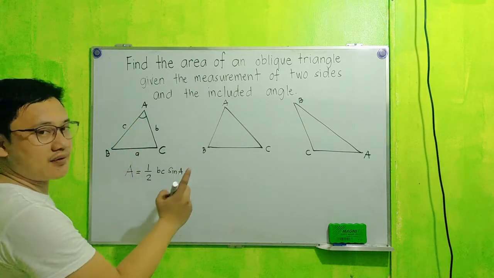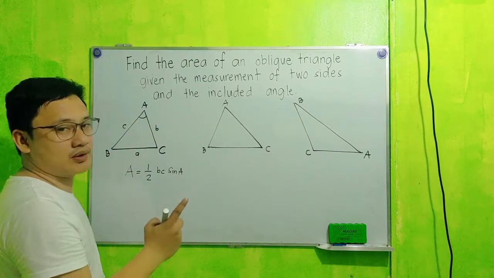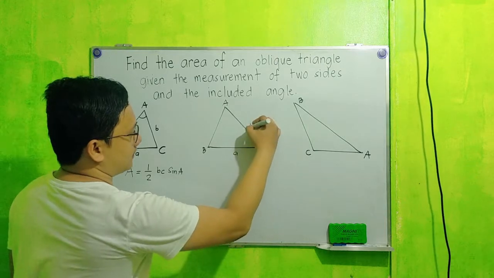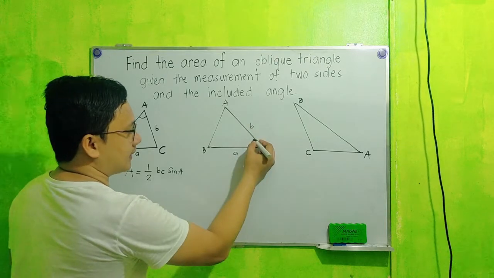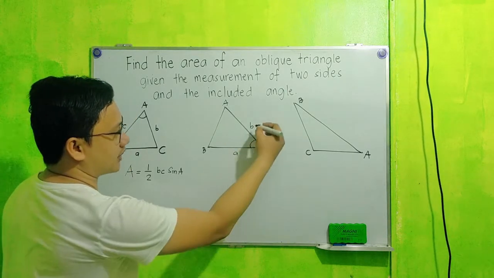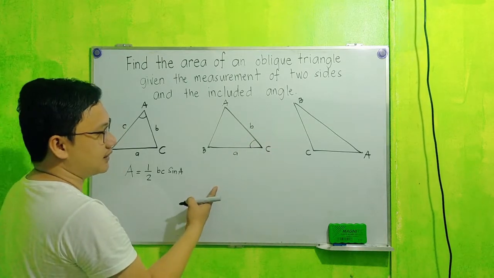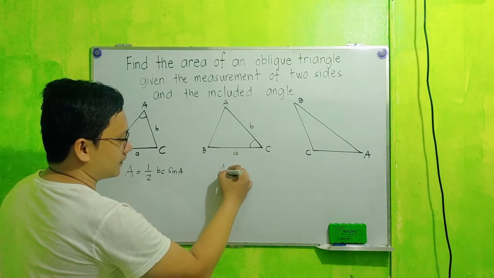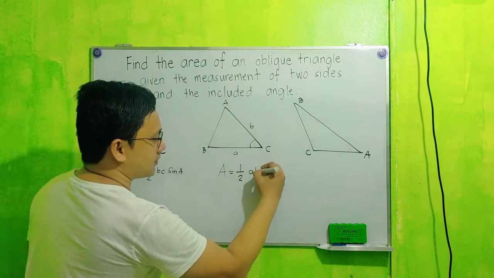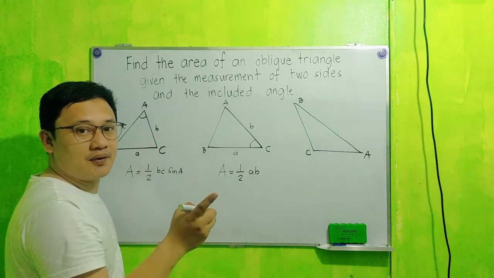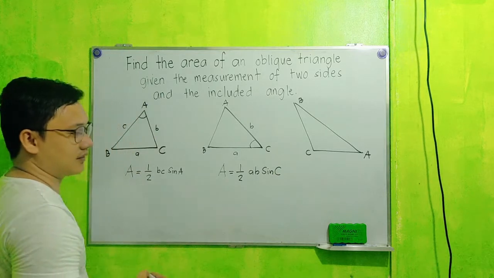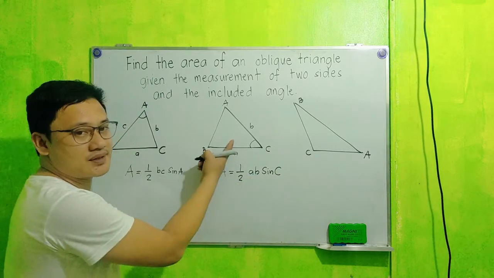Okay? Let's have another illustration kung paano kunin yung area of this illustration. Let's say this is side A and this is side B. Okay? And the included angle is angle C. Now, to find the area of this illustration, kasi meron tayong side, angle, side, A is equal to 1/2 of the product of the two sides, that is A times B, and then the sine of the included angle. So, that is sine C. Okay? So this is how to find the area of this illustration.